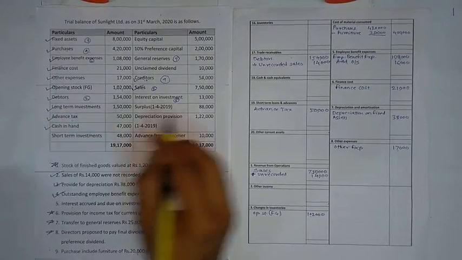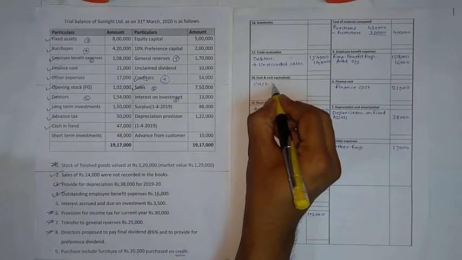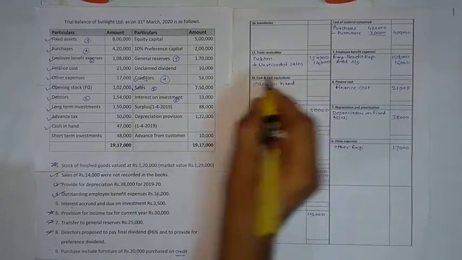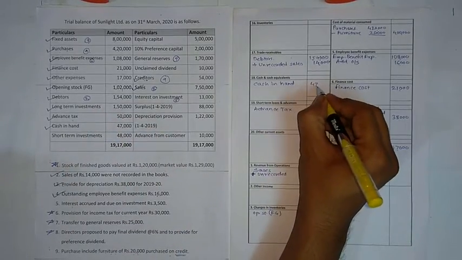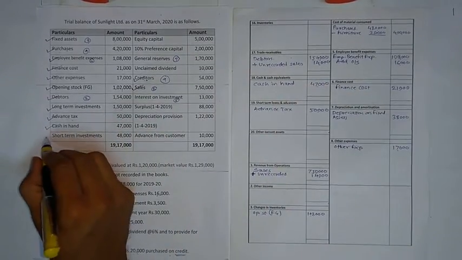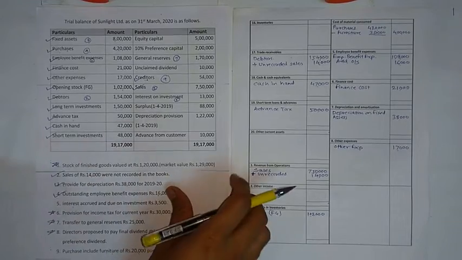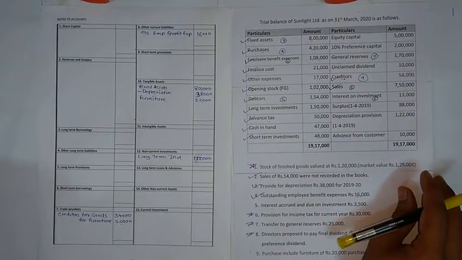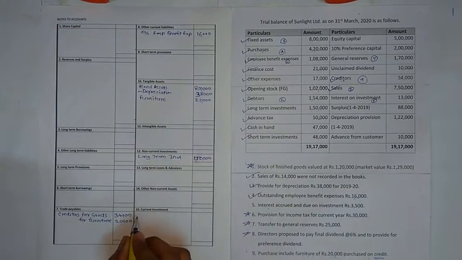Next is cash in hand. It is shown as cash and cash equivalents. Amount is 47,000. And next one is short-term investment. The short-term indicates less than 1 year. So it is shown as current investments. Amount is 48,000.